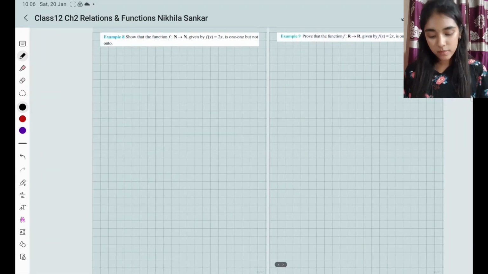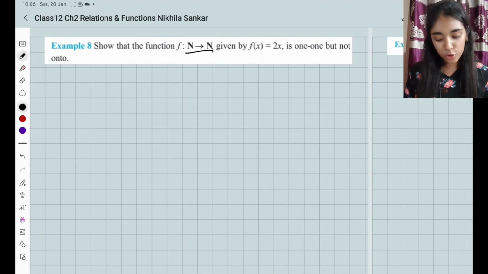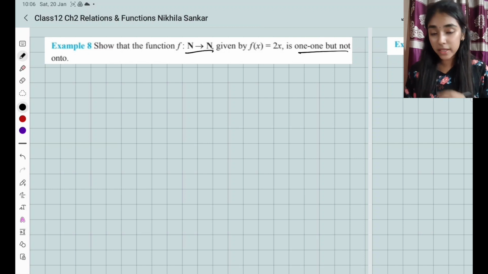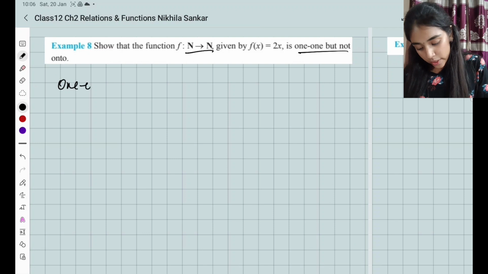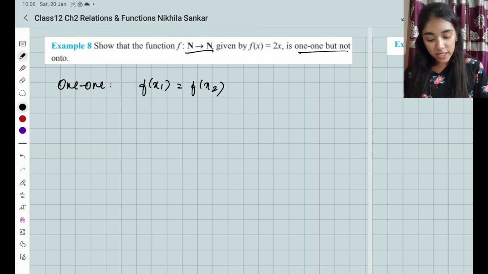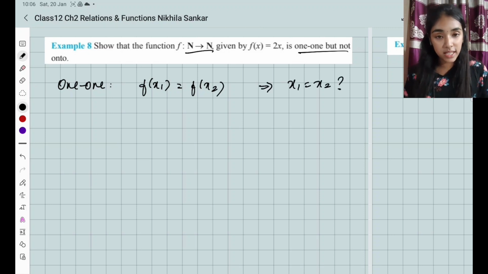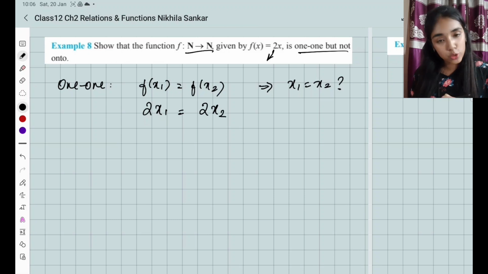Okay? Example 8. Show that the function f from N to N, natural number, ரொம்ப ரொம்ப முக்கியம், given by f of x is 1-1 but not onto. Okay? இப்போ 1-1 னா என்ன அர்த்தம்? How do you prove? So when it comes to 1-1, what proof did we see? f of x1 equals f of x2 ன்னு இருந்ததுன்னா you also have to get x1 equals x2. So இதை தான் நம்ம செக் பண்ண போறோம். So இப்போ f of x1 என்ன? It is going to be 2x1 equals f of x2 is going to be 2x2. Okay?